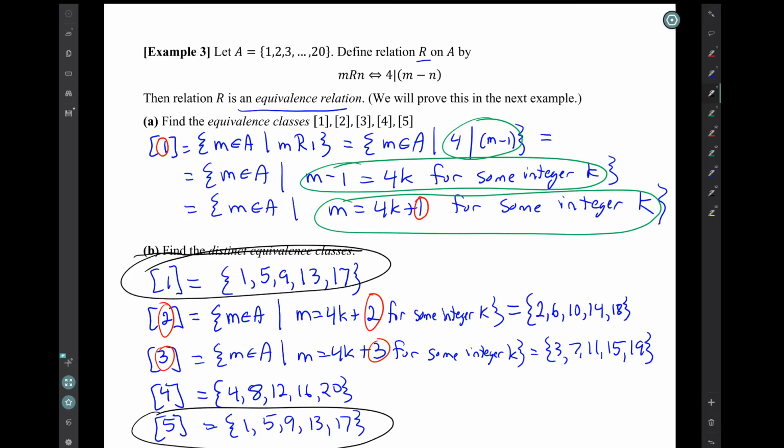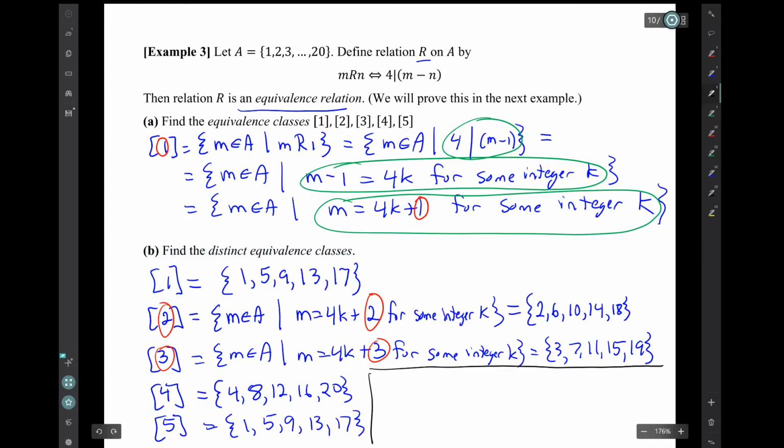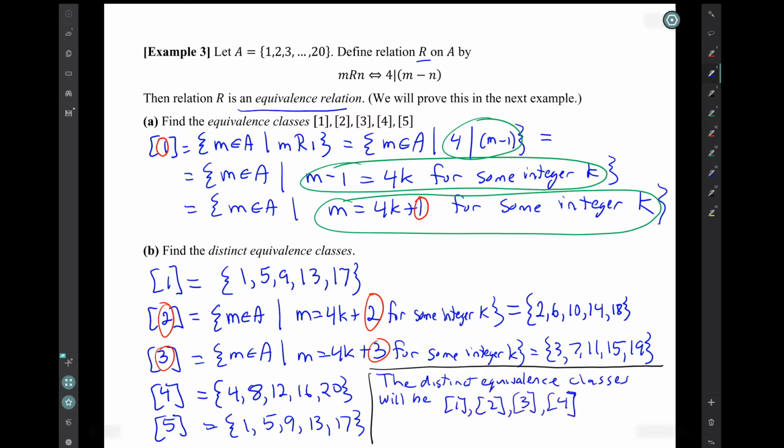So question B makes sense now. The distinct equivalence classes will be these, just 4 of them. Let's go on.